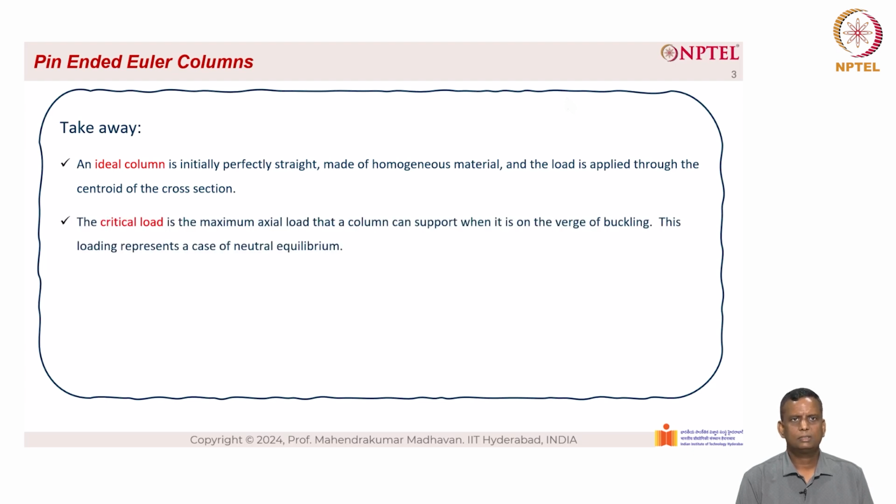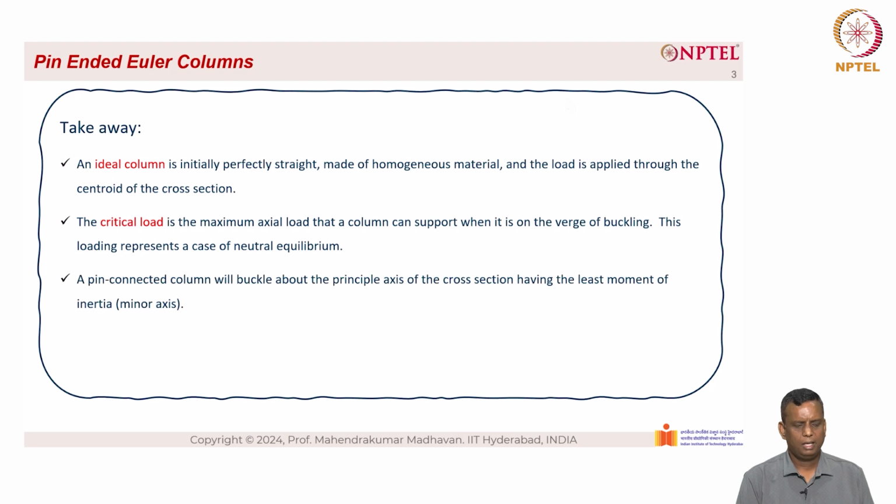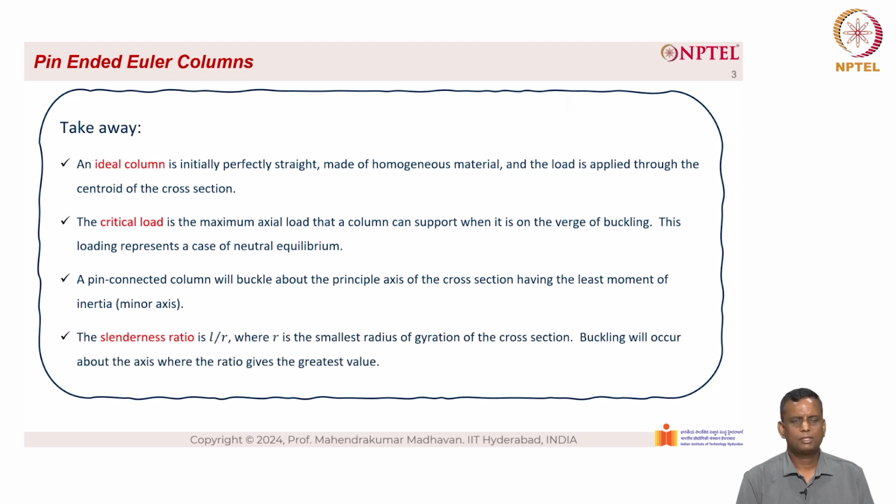The critical load is the maximum axial load that a column can support when it is on the verge of buckling. This loading case represents a case of neutral equilibrium. A pin-connected column will buckle about the principal axis of the cross section having the least moment of inertia, which is the minor axis. The slenderness ratio is defined as L by r, where r is the smallest radius of gyration of the cross section, and buckling will occur about the axis where the ratio gives the greatest value.